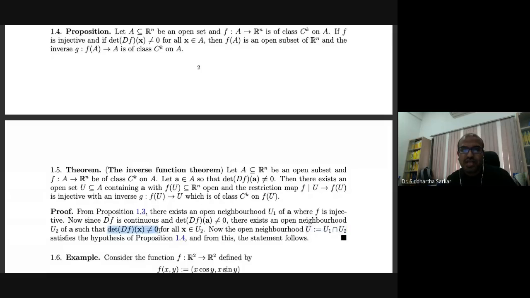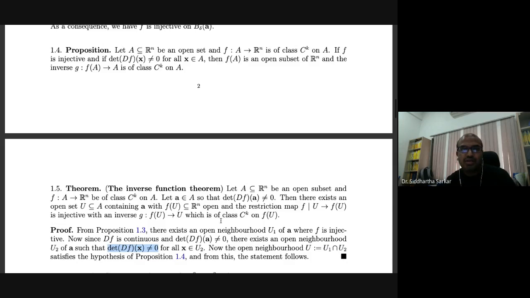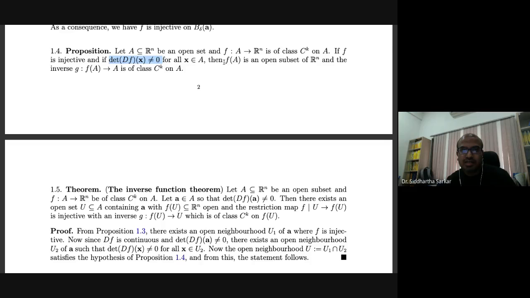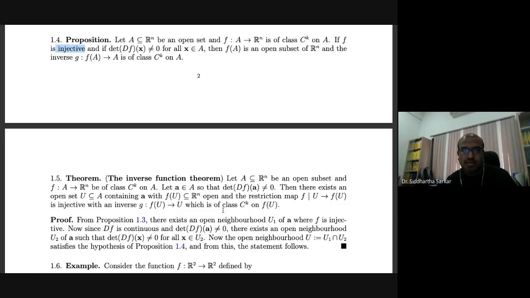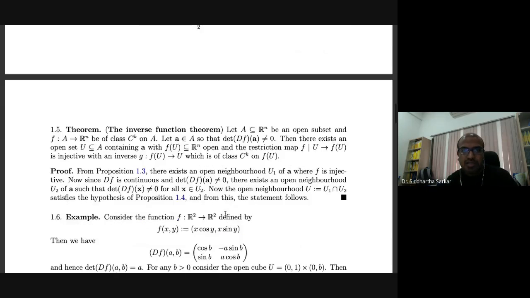Now again, take a look at proposition 2. If the function does not vanish on an open set, it is of class ck, and the function is injective, which is one of the requirements, then I end up getting that f of u1 intersection u2 turns out to be an open set, and on this particular open set you can invert the function, which is g. So this is essentially more or less a proof of the inverse function theorem.